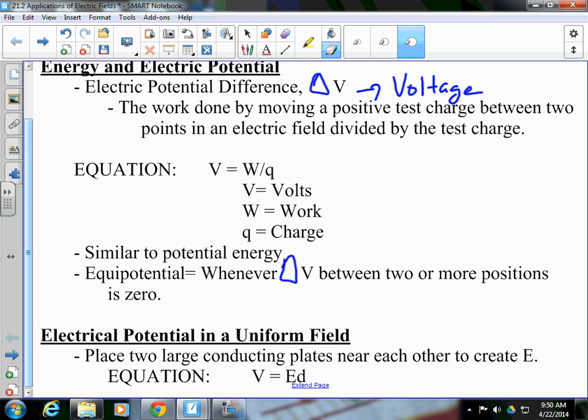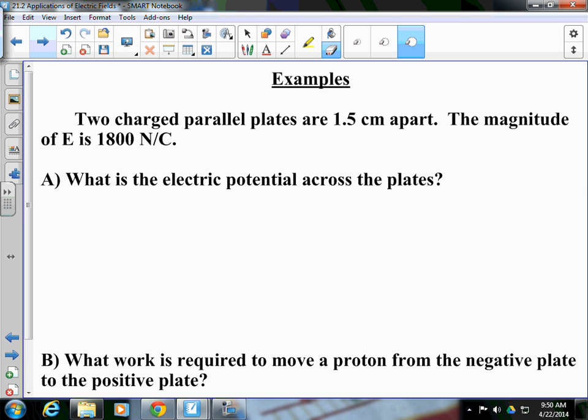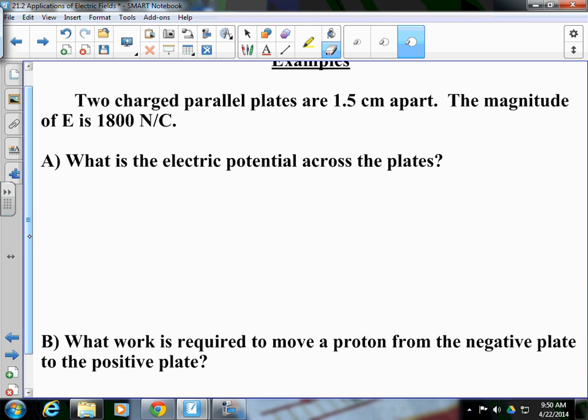So if we take our electric potential here, we have two problems with voltage. In the first example, two charged parallel plates are 1.5 centimeters apart. The magnitude of E, the electric field, is 1,800 newtons per coulomb. What is the electric potential across the plates? Well, remember, electric potential is equal to voltage. So we are looking for voltage.